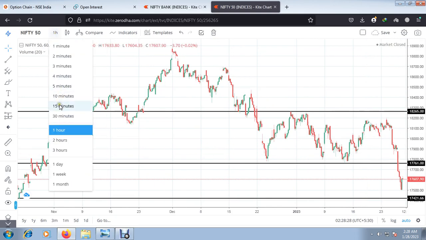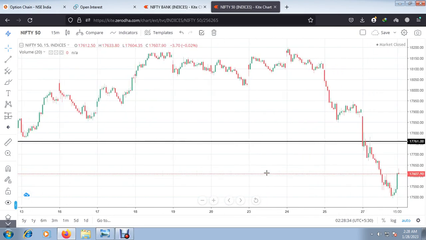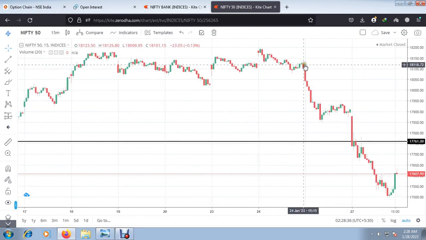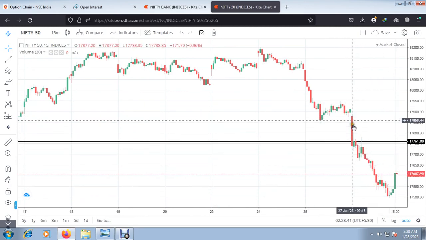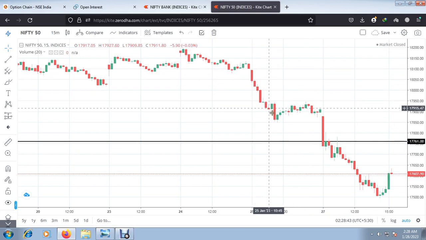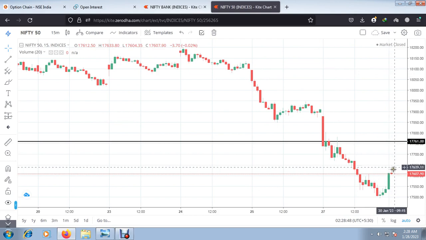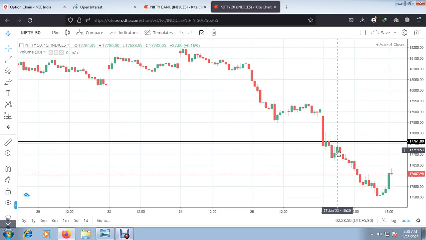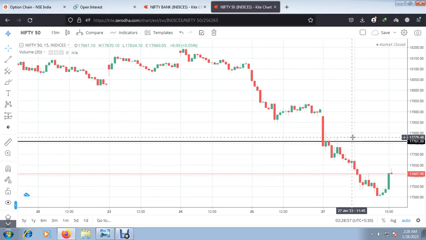On the upside, I'll reduce the time frame from 1 hour to 15 minutes so that we can get the actual proper levels. Now it is in a downtrend. See, it's coming lower low, lower high, then again lower low, lower high. Initially one lower high was also here, lower low, lower high, lower low, lower high. Nifty now needs to cross the high of this candle, around 17,780. So I will mark a line here also at 17,780.